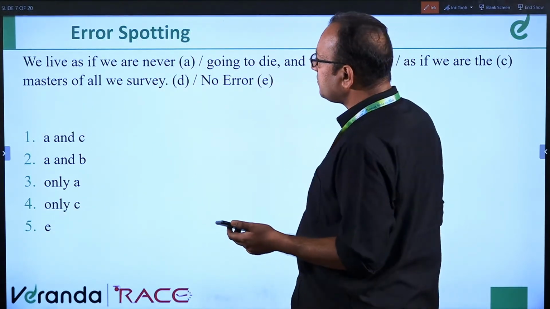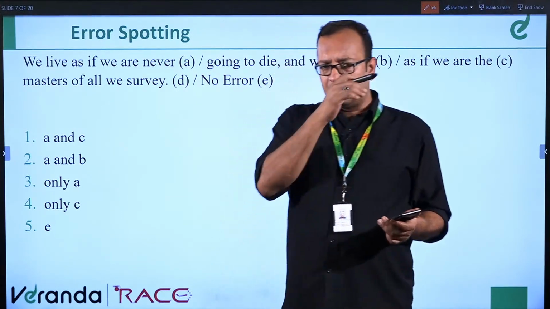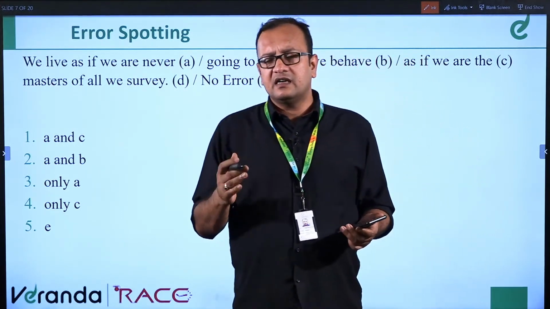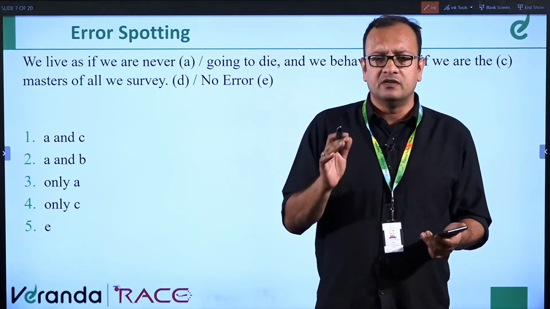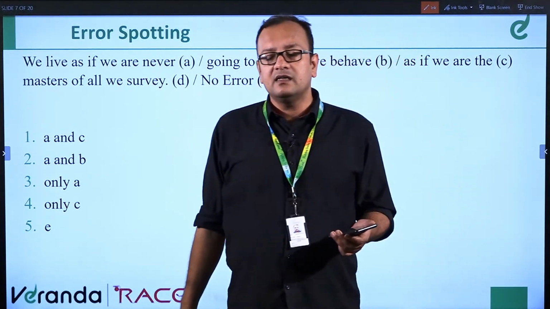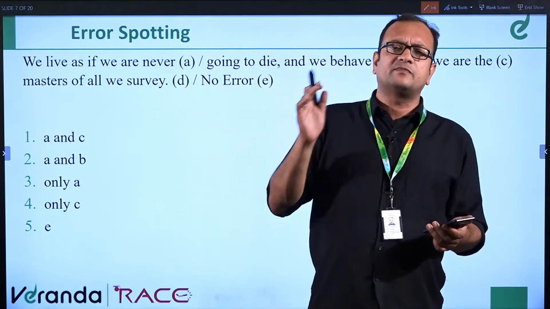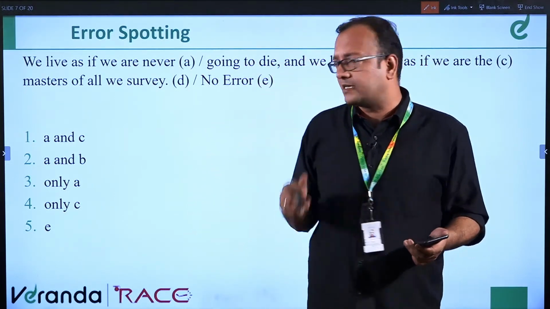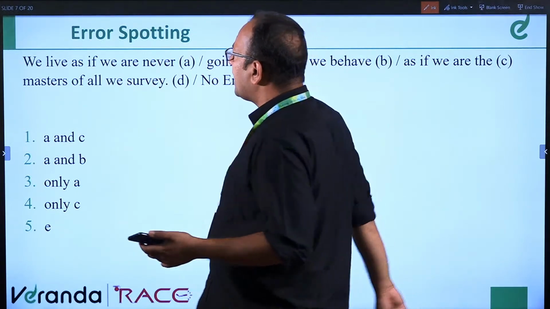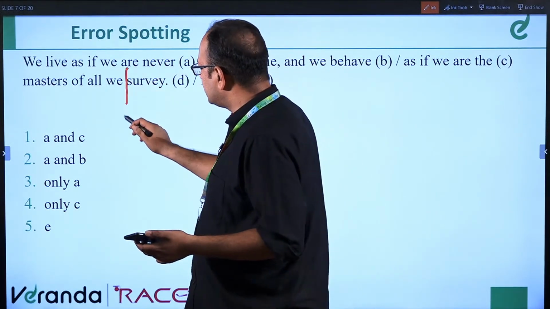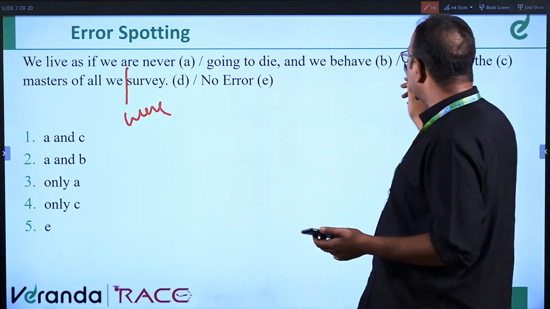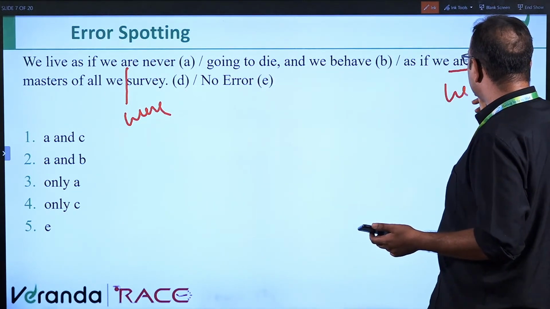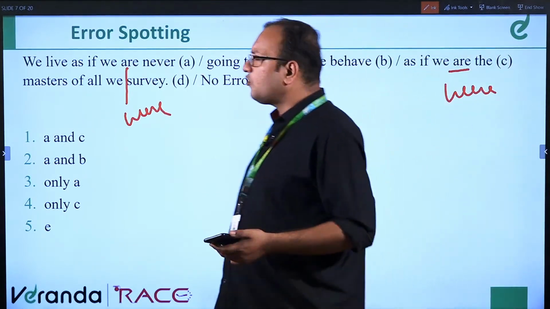Let us see. You know that when as if is followed by a subject, the verb should be in the past subjunctive mood, which is were, W-E-R-E. So we can say: we live as if we were never going to die, and we behave as if we were the masters of all we survey.